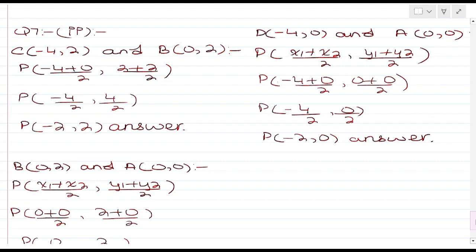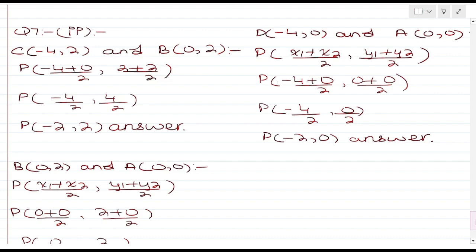Okay, moving on to the third part of question number 7. Here we have points D and A. So minus 4 gets added with 0 and 0 gets added with 0. Both are divided by 2. Our answer will be negative 2 comma 0, because we know that 2 2s are 4, but we have this negative sign, so that will be negative 2.